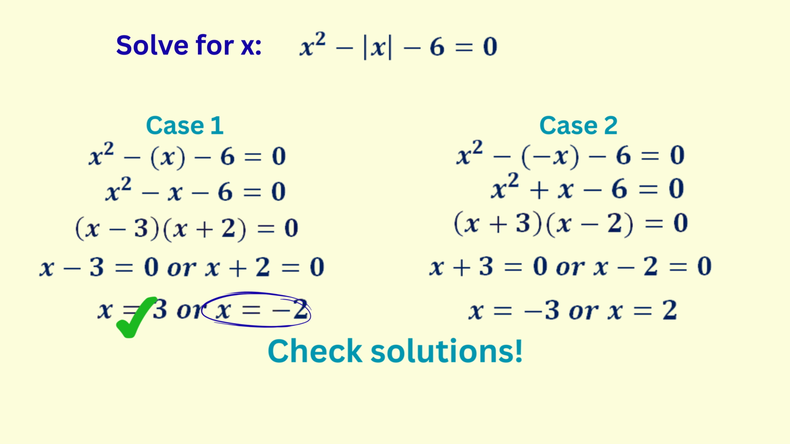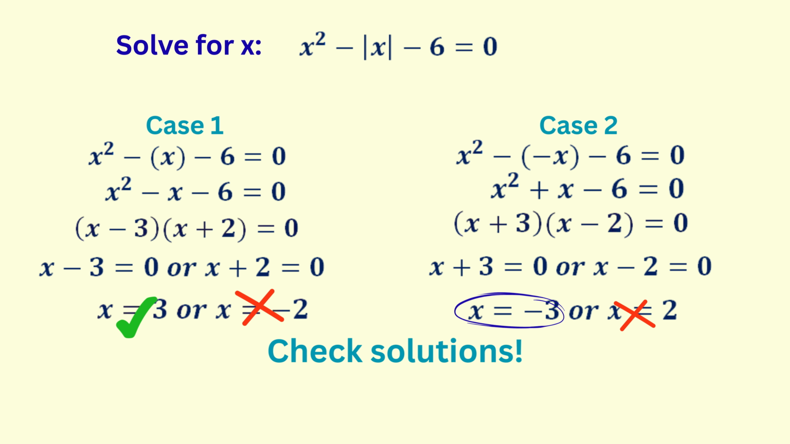Now check x equals -2. We get 4 minus the absolute value of -2, which is 2, minus 6, which gives us -4. So -2 is not a valid solution. By the way, 2 will give the same result as -2. So 2 is not a solution.